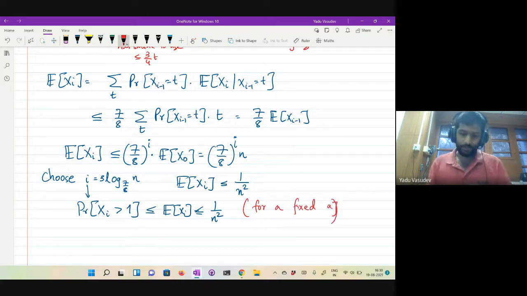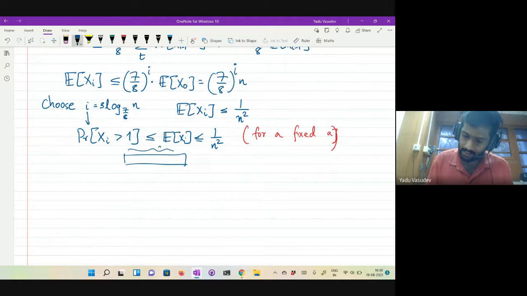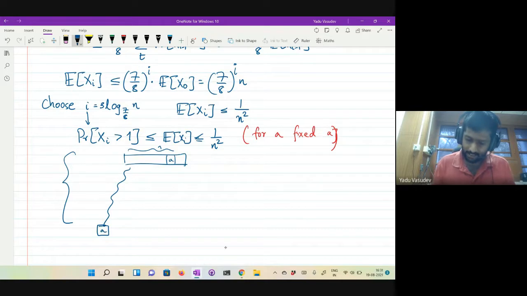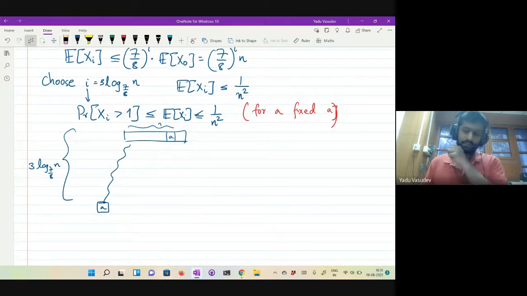Right? This means that if you take the recursion tree and you start with the array which has n elements in it, and A is present somewhere, and you go down this recursion tree, then within the expected length of this recursion tree, by which time you will get a singleton containing just A, this is something like 3 log 7/8 n. That's what this is saying. If you choose i to be this value, then the probability that xi is greater than 1, which is that the length of the array containing A is greater than 1, is less than 1/n squared. Is this clear? Any questions so far?